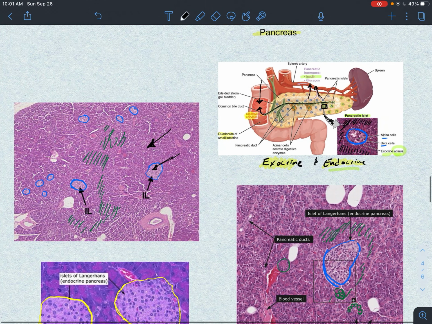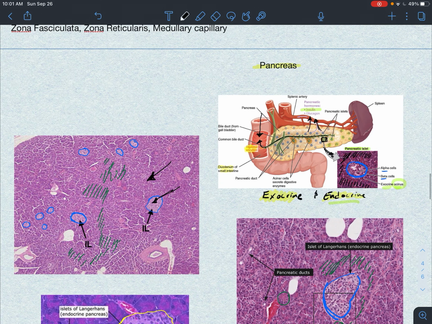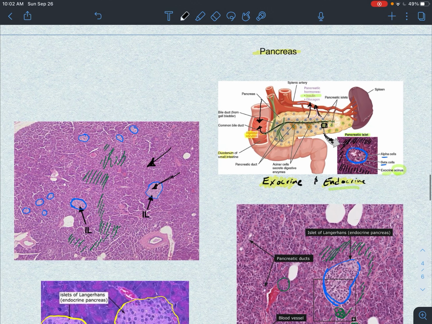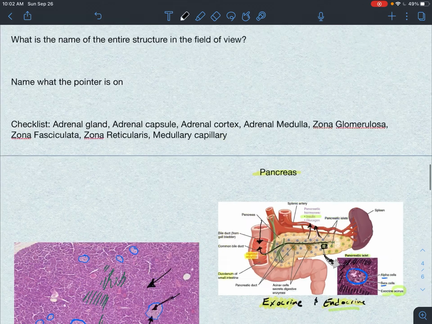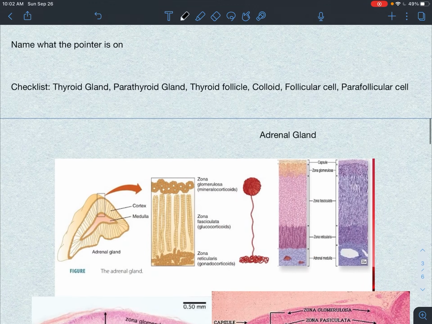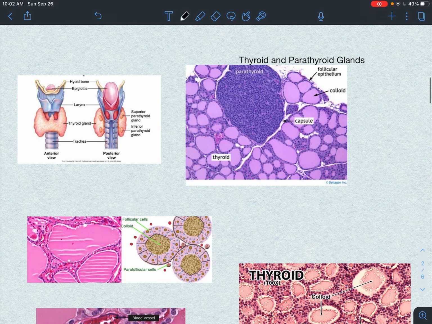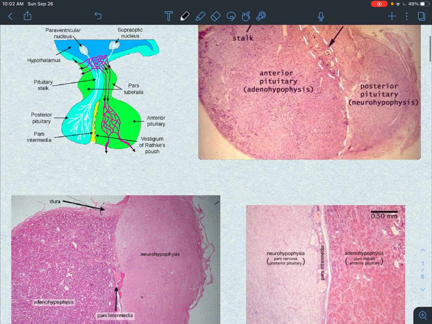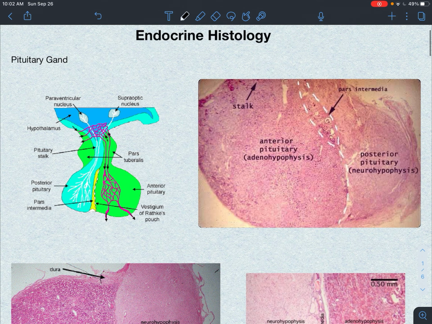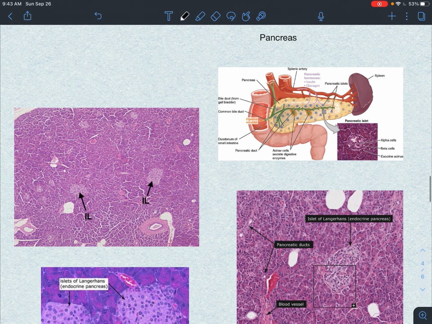So that is your histology for the endocrine system. Just to recap, we looked at the pancreas, we looked at the adrenal gland, we looked at the thyroid and parathyroid glands, and the first one that we did was the pituitary gland for this exercise.